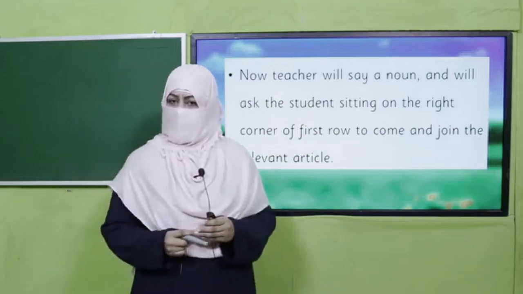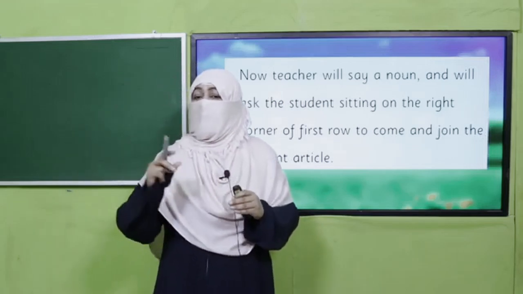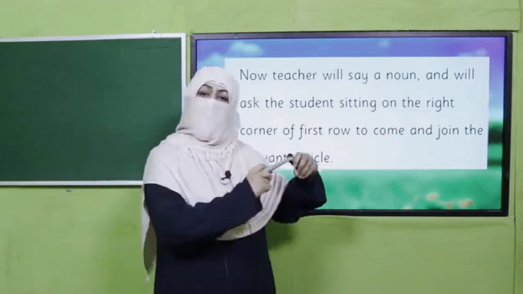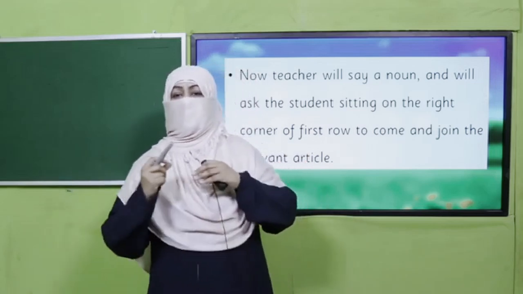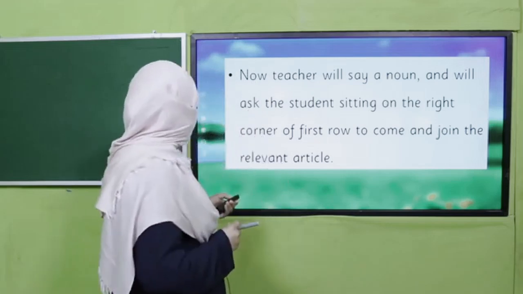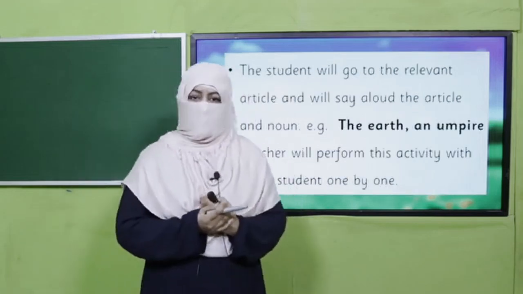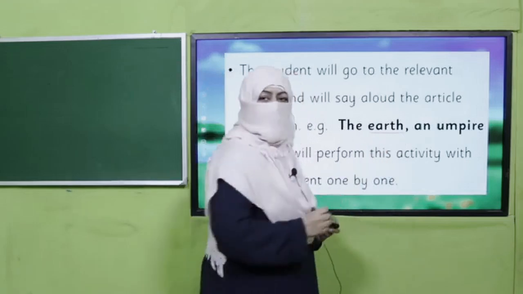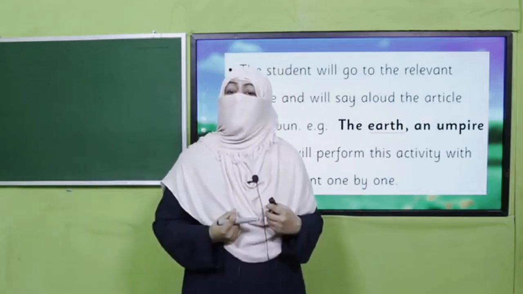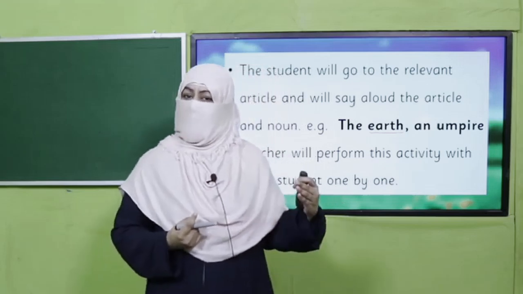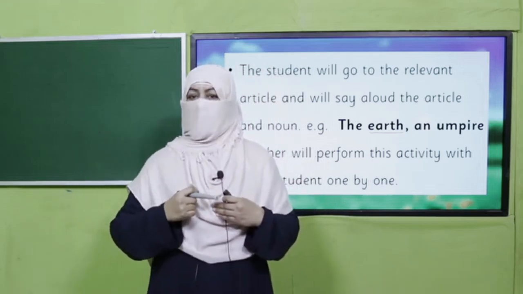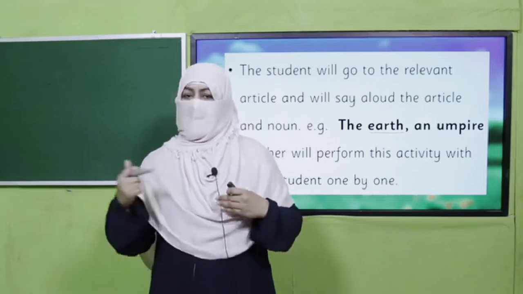When you are done with it, you will say a noun and call a child. The child will connect with the relevant article and will say the article and noun. For example, I'm that child and you say earth. Okay? My teacher says earth. I'll come from my seat and go to an article. Which article should I go to? The. So I'll go there and say the earth. Okay? Likewise, an empire.